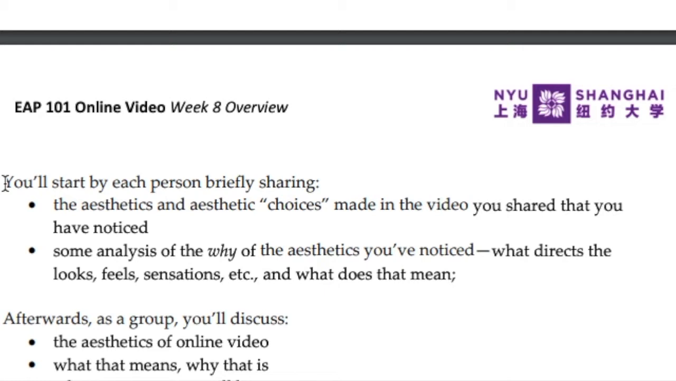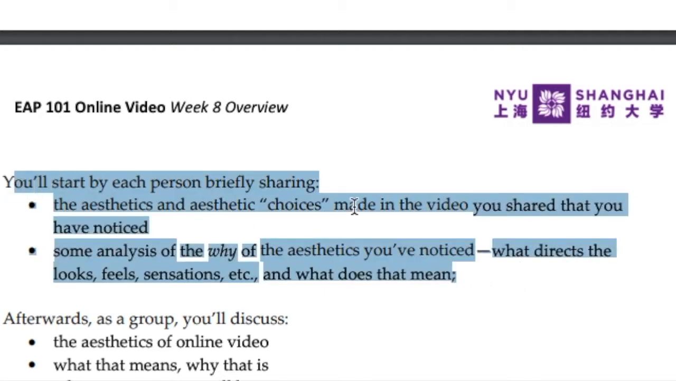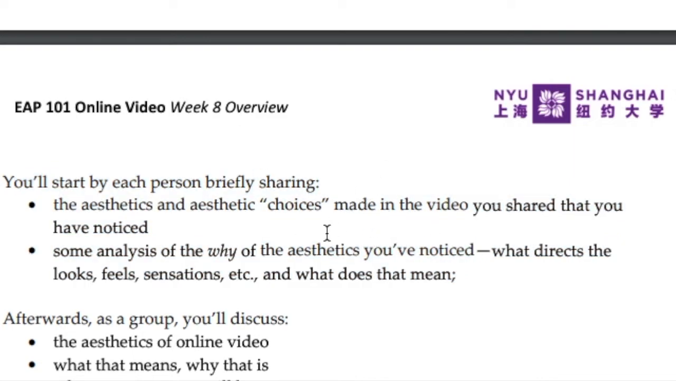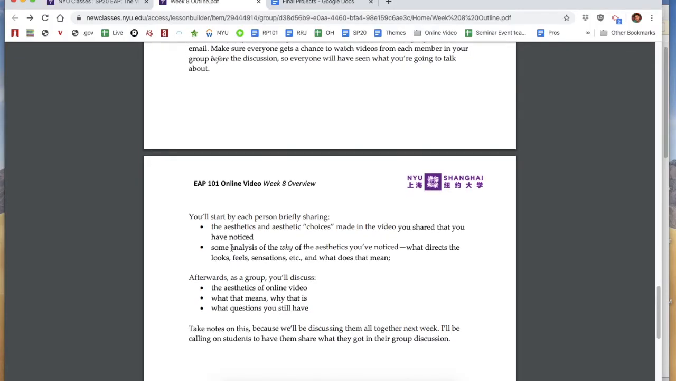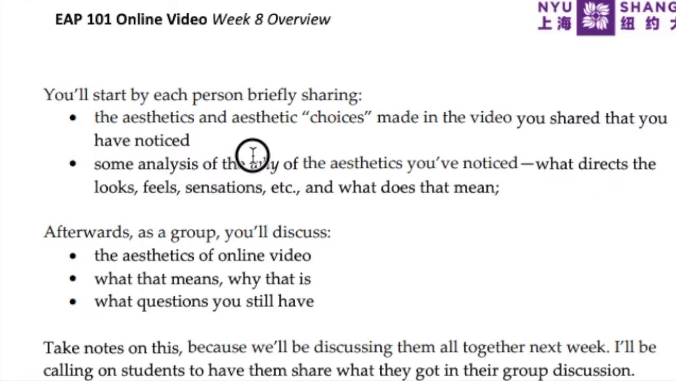Hopefully that video notebook that you started at the beginning of the semester will be useful again here. Take that video and talk about the aesthetic choices that you notice in that video, and then some analysis. This is introductory, this is some basic stuff, but some of the why of that. So you see these aesthetic things in the video. Why is that there? What does that mean? What is directing what you see and feel and hear and experience during this? And what does that mean to you? That is, how do these aesthetic choices give voice to the video that you're using?